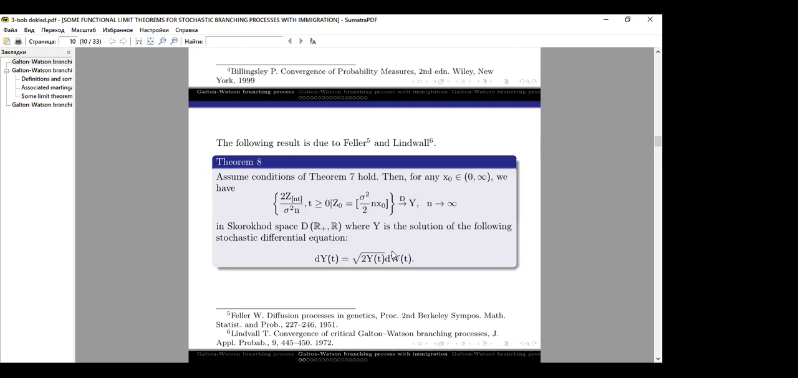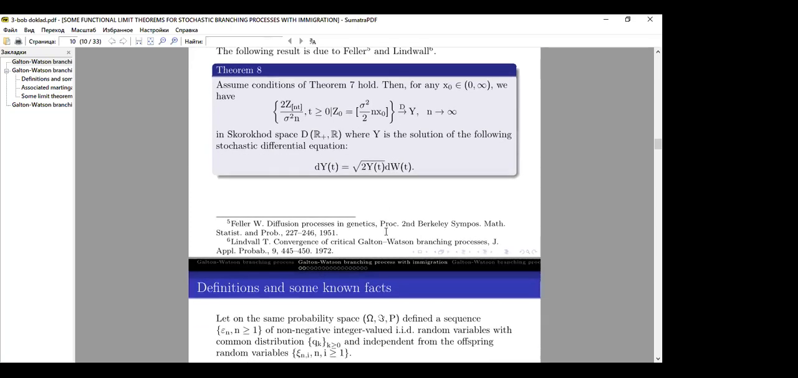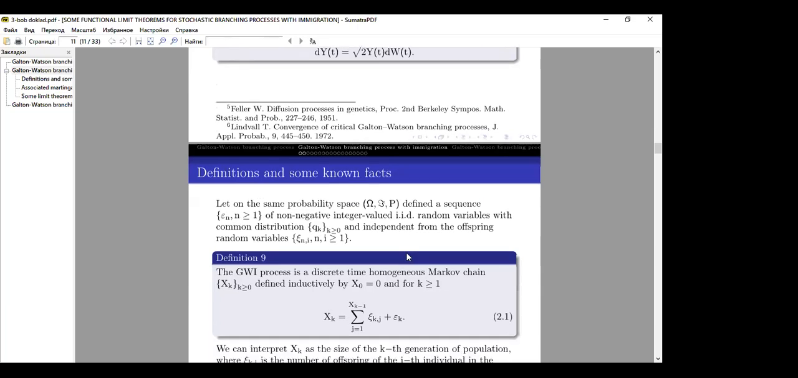Moreover, this process satisfies this stochastic differential equation. So I want to tell about branching process with immigration. Let on the same probability space (Ω, F, P) we define this ε_n of non-negative integer valued IID random variables with common distribution q_k and independent from the offspring random variables.